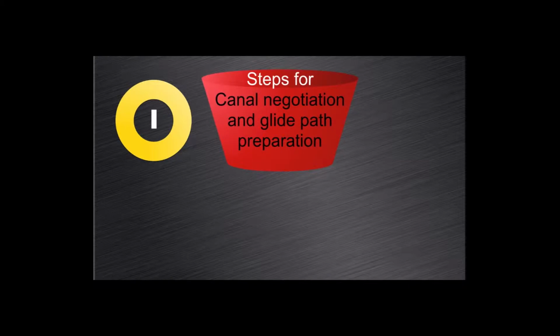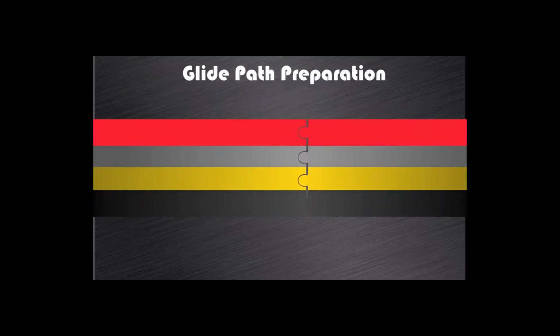As mentioned before, canal negotiation and glide path preparation is the first part of the root canal preparation and probably the most important part. I often find myself spending more time on this part of the procedure to get the canals patent before glide path preparation compared to the actual preparation with root canal preparation instruments. So allow me to highlight my step-by-step protocol for this phase of the treatment.